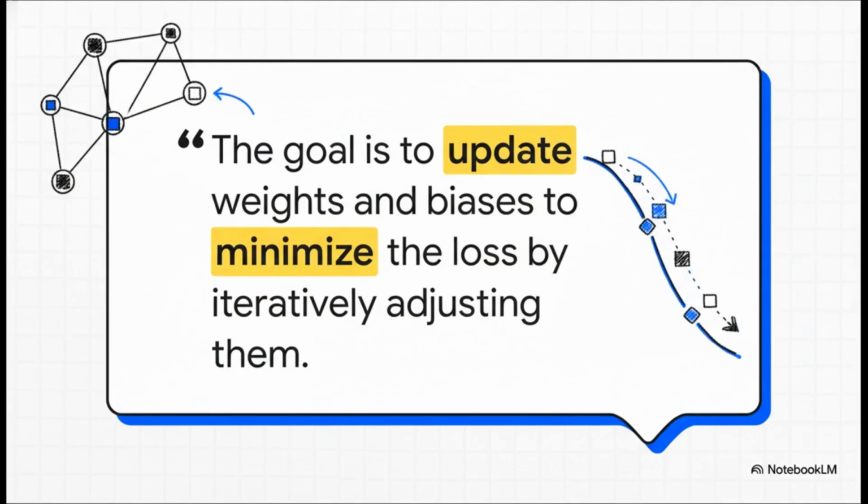And here's the critical piece of the puzzle. The network doesn't just magically jump to the bottom of the valley. It learns by taking small, careful steps. With each piece of data, it slightly adjusts its internal knobs and dials, we call these weights and biases, to make sure the next step it takes is downhill, always moving toward that point of lowest possible error.